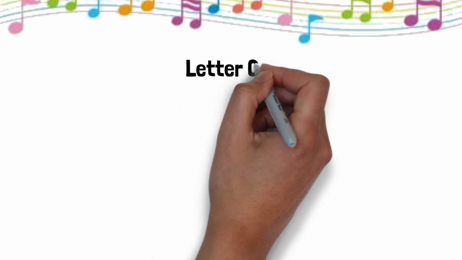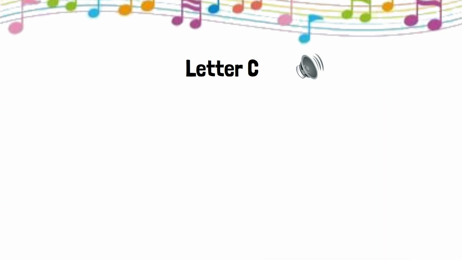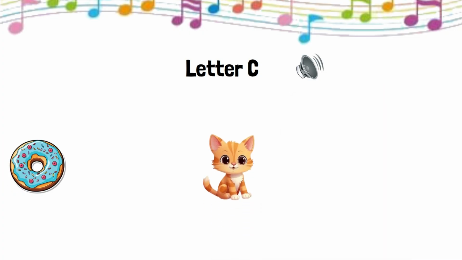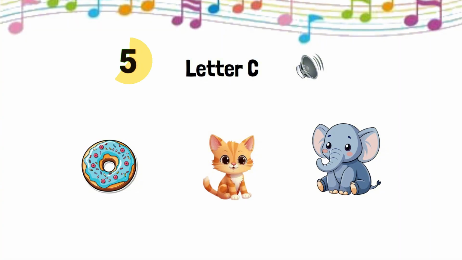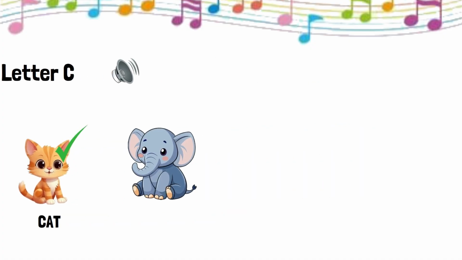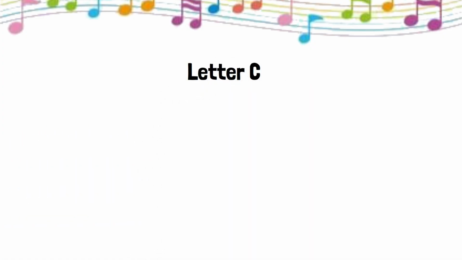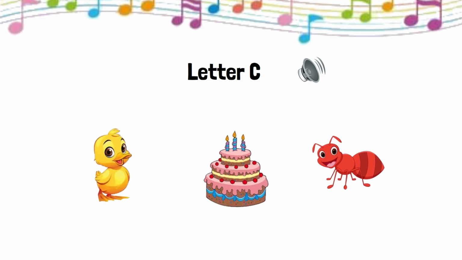Letter C. Which picture starts with the sound cat, donut, or elephant? Cat. That's right. C for cat. Now listen again. Which one starts with C? Cake, duck, or ant? Cake. Yes. C for cake.